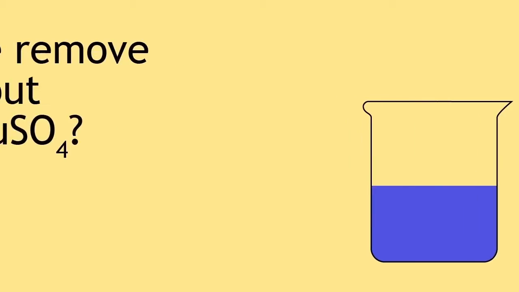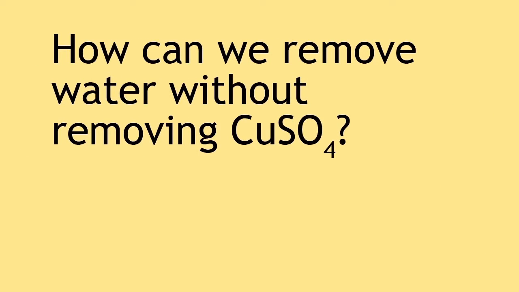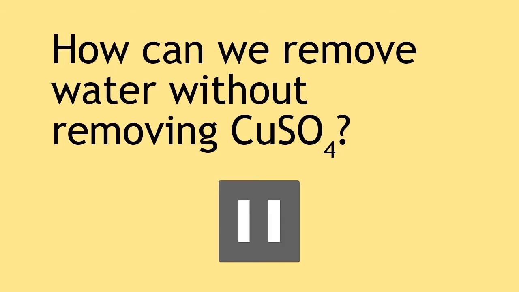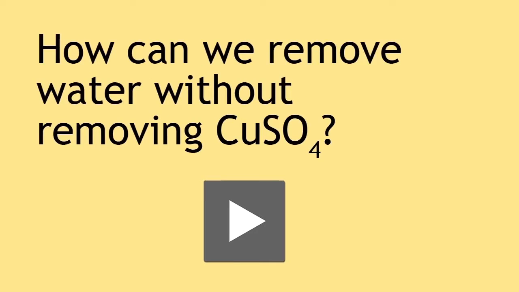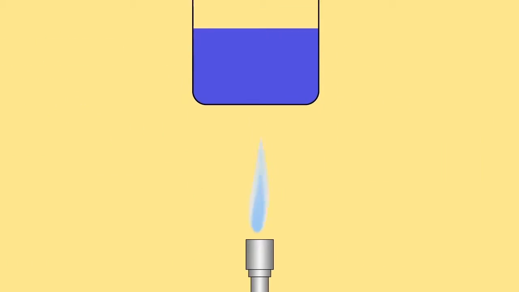Here is a mini challenge. How can we remove water without removing copper 2 sulfate? Please pause to think about this and resume when ready. We can evaporate some water right over the Bunsen burner flame. Then we can place the solution in a crystallizing dish near a windowsill and find that copper 2 sulfate crystals have formed. These crystals are bright blue, and you may notice that they have an irregular rhombus shape.